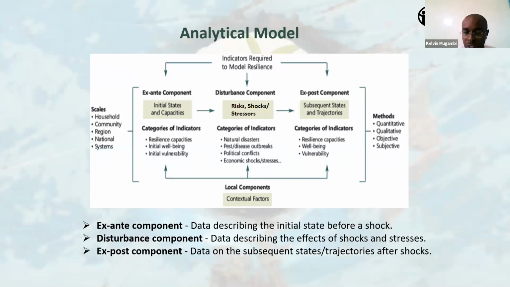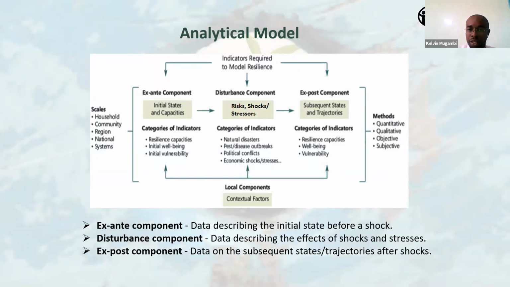So here is where most of us will look at the baseline service, the end line service, so that we compare them with the initial baseline service. And as I'd mentioned, the methods we look at, we can have the qualitative, the quantitative, objective, and subjective methods. All this, not to forget, will be looked at through the local component and contextual factors, such as the environmental condition, as well as the political condition of the area.